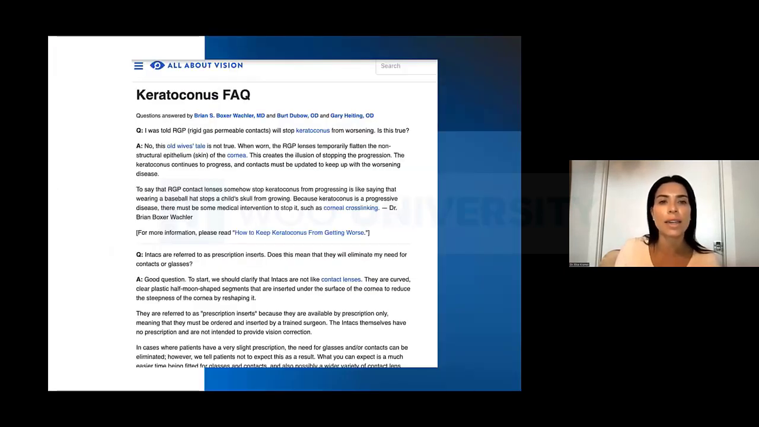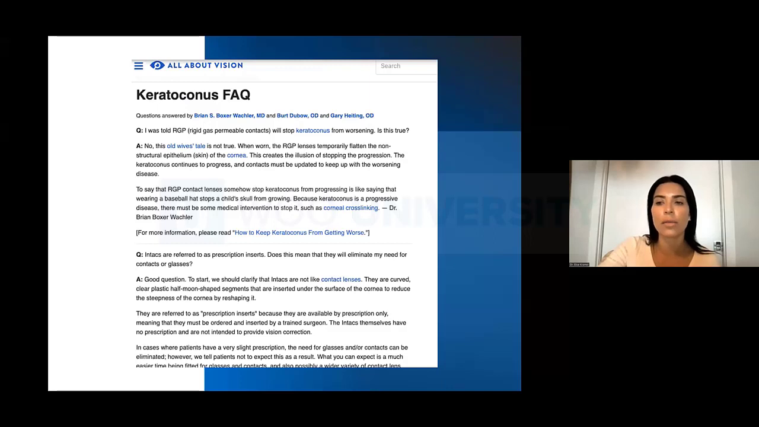So I like this Keratoconus FAQ page. It talks about, for example, the first question was, I was told RGP, so rigid gas permeable contacts, will stop keratoconus from worsening. So is this true? And the people who are responding are MDs, they're ODs. So it's not just any random person. These are people who have been carefully selected to respond to these questions.